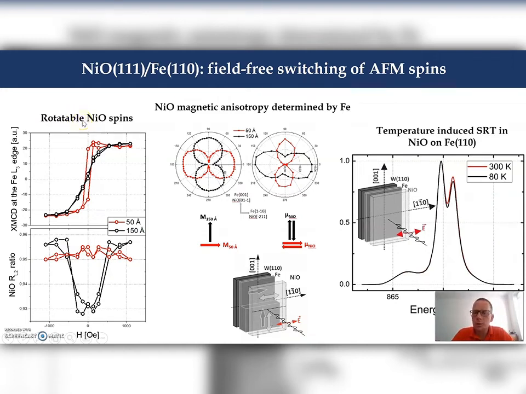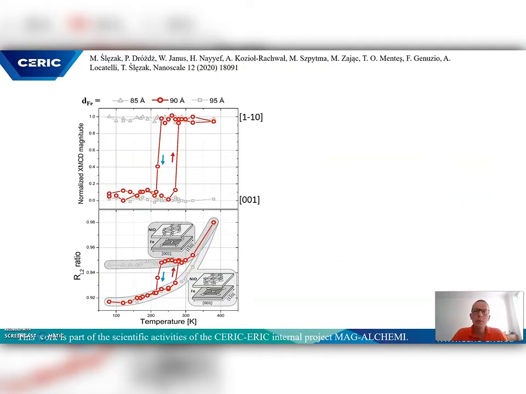Rotatable in this case means that any change of magnetic state of iron, either induced by external magnetic field like here or by change of temperature, will force also the corresponding change of orientation of magnetic moments of antiferromagnetic nickel oxide. And that leads me to the main result of my presentation.